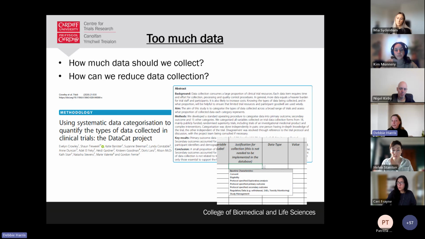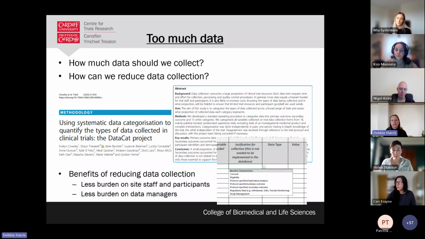This hopefully is leading to less data collection, which ultimately has benefits for all concerned. There will be less burden on site staff and participants to collect and enter their data, and less burden on the data managers by reducing the amount of data that needs to be cleaned and queried.